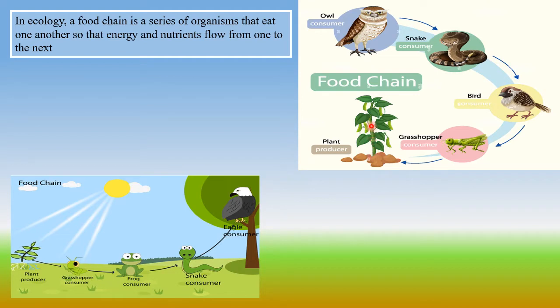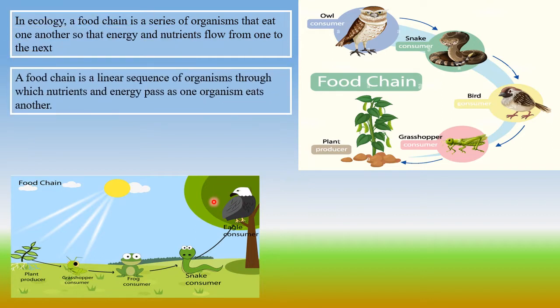Then it utilizes a part of its energy in its metabolism, and a major portion of energy is lost as heat. We have discussed all these things in the previous lectures, and then this energy gets transferred through the different trophic levels.